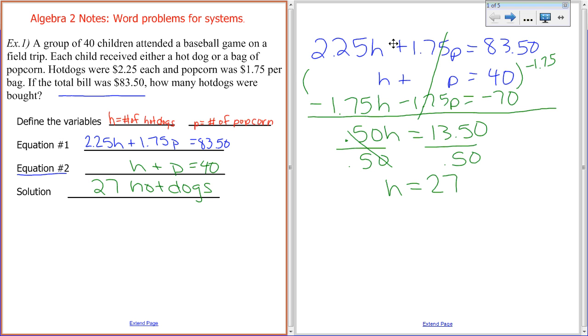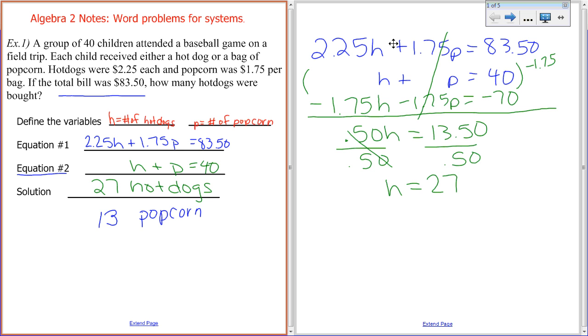And so on the notes that I wrote for the student that's gone in my afternoon class, I said, take the time to find how many popcorns you actually bought, so that you can check and decide, does your answer make sense? So how many popcorns would we have bought if we bought 27 hot dogs? How would we figure that out? If you bought 27 hot dogs, how many popcorns did you have to have? 13, because you only had a total of 40 items.